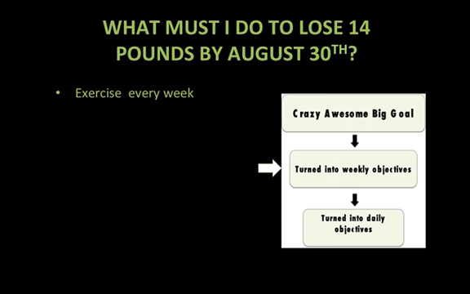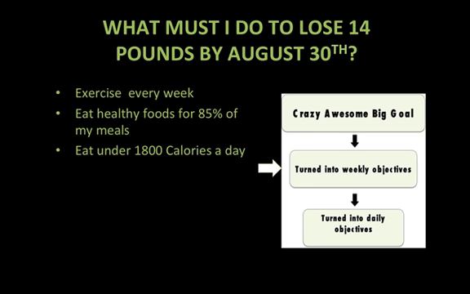These are some objectives that I have come up with that are weekly objectives, just to answer the question. Exercise every week. I can eat healthy foods for 85% of my meals. I can eat under 1,800 calories a day. And lose about 2 pounds per week, because it's about 7 weeks from now until August 30th. So this would be about 2 pounds per week. Now, when you look at these, they aren't necessarily super specific, but they do give me a sense of things I can do on a week-to-week basis.